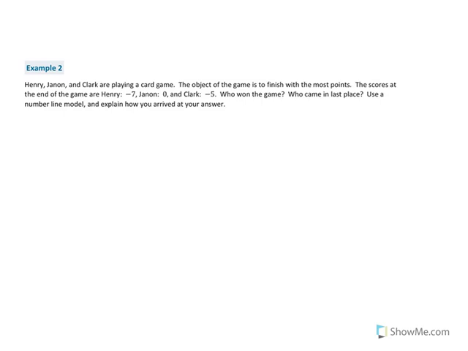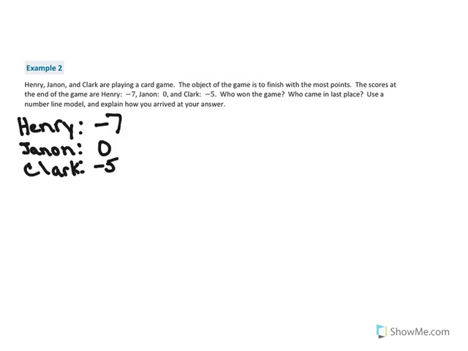So we're going to use a number line today, but before we do that, we're going to list out our information. Our information was that Henry had -7, Janin had 0, and Clark had -5. And when I'm doing that, because I'm working on a number line, I'm writing them just as integers, not necessarily talking about points right now. The next thing we want to do is use a number line to figure this out. So we need to draw a number line. We're going to draw a horizontal number line. So here is our horizontal number line.